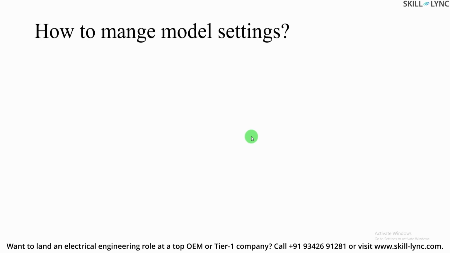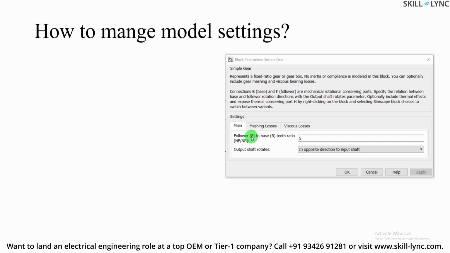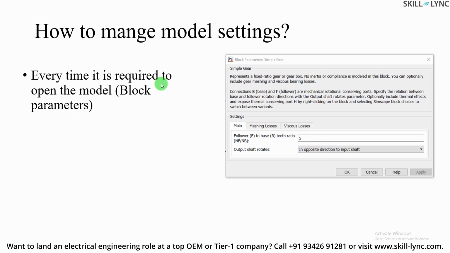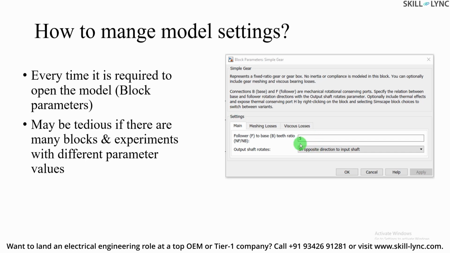So now we are going to discuss how to manage the model settings, right? Whatever the model parameters are, how we can actually manage them. Let me show you a simple block where the teeth ratio is 5, and we want to do an experiment where we continuously vary this value from one experiment to another, right? Every time it is required to open up that model, which may be inside a subsystem of another subsystem, right? So you have to go to that block and double click on that, and only then will you be able to vary it, right?